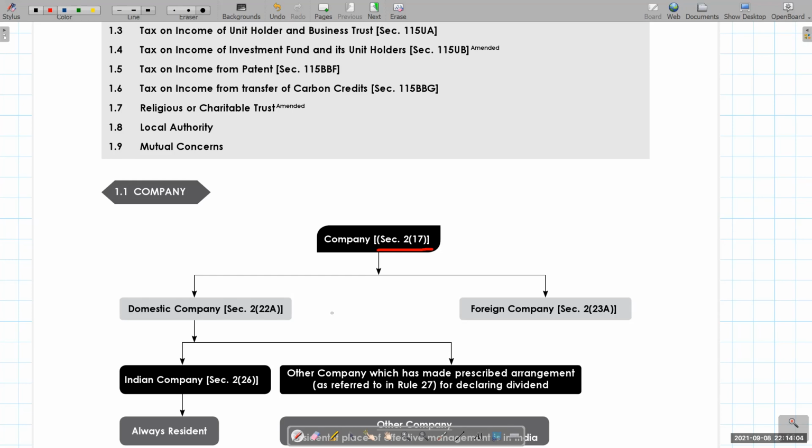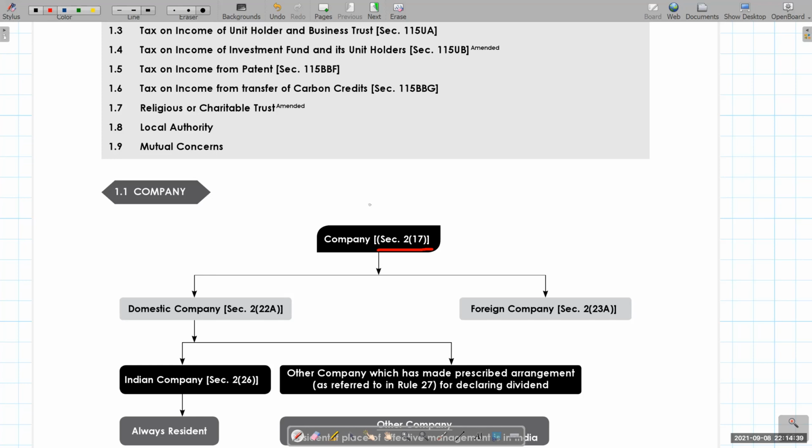Actually, we have finished all the basic provisions. So we are going to apply all the provisions, the basic rate and surcharges, marginal relief, and the special rates, everything we have read separately, but how to apply them to that particular company or to that trust or to certain types of business trust, investment funds. That is what this chapter is all about. Here we are going to read about company first.